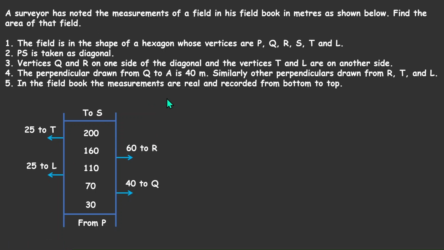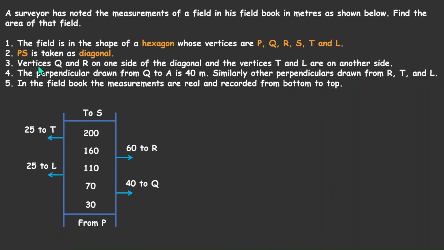The first thing that we can see is the field is in the shape of a hexagon whose vertices are P, Q, R, S, T, L, which you can see in the diagram. So this is a schematic of a hexagon and you can see the vertices P, Q, R, S, T and L. Now here we're taking PS as a diagonal. That's why you can see the main line here is from P to S. An idea here can be that a surveyor must have started at P and is walking till the point S. So these are the distances the surveyor has walked.